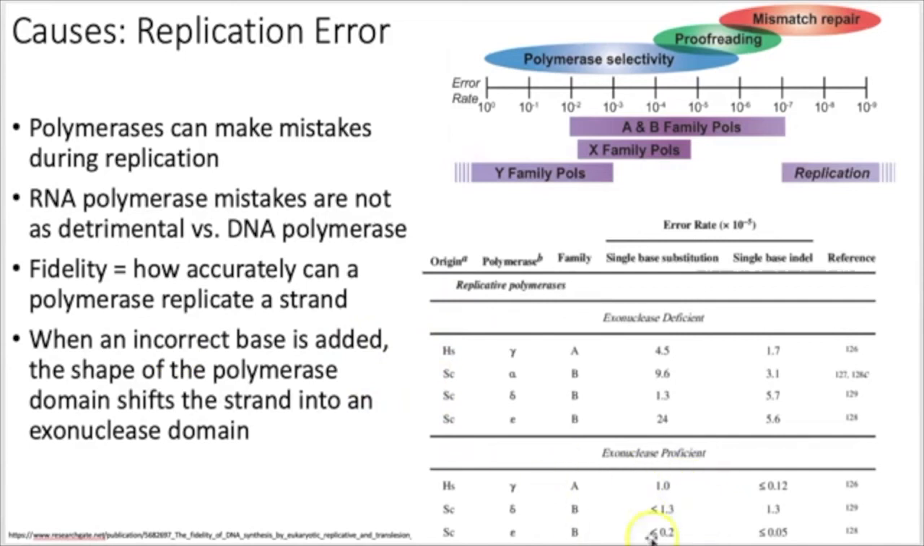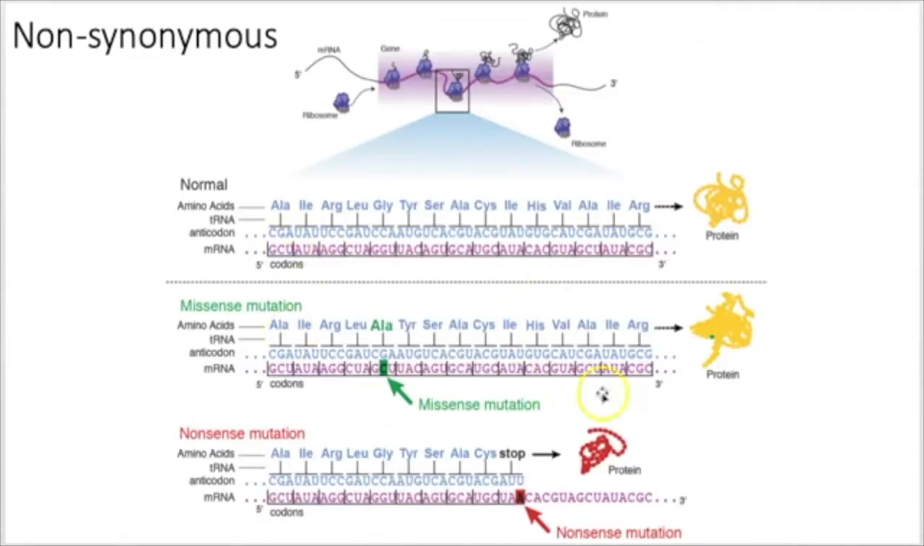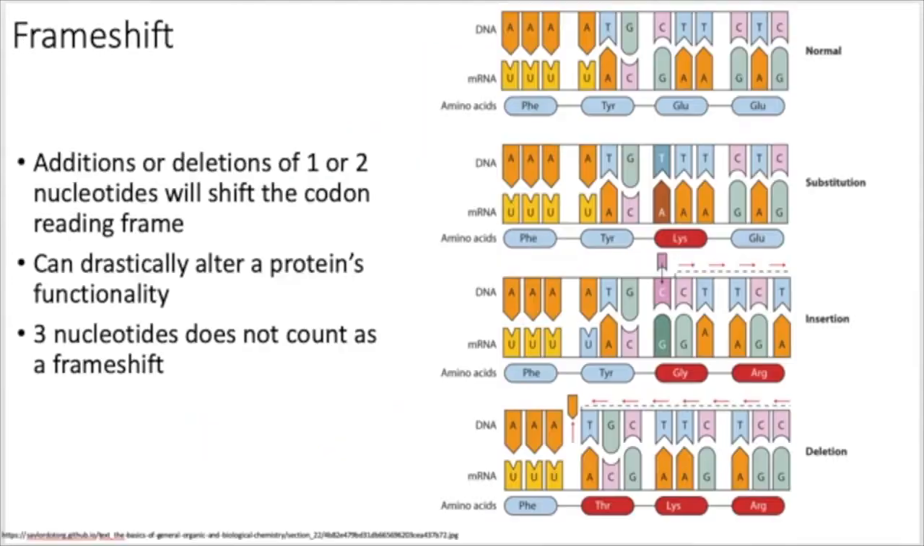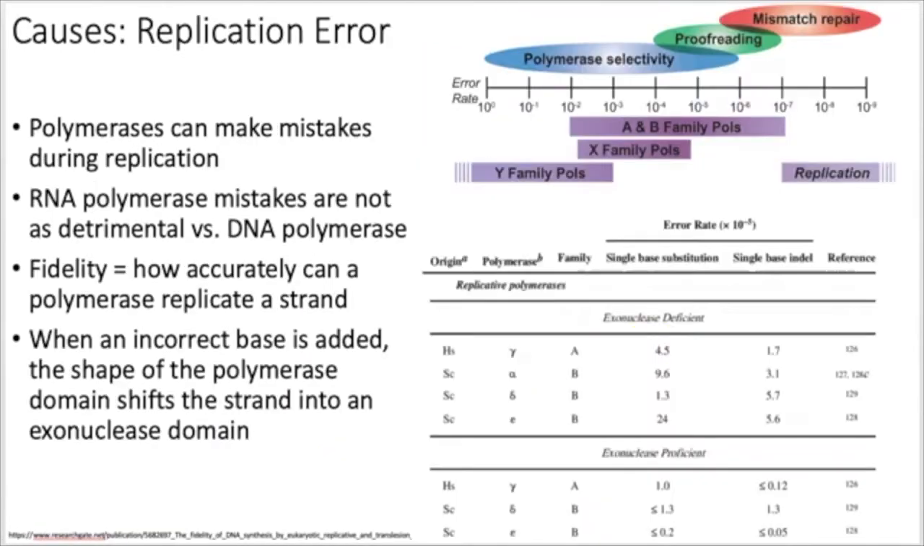And you can see down here we have exonuclease proficient. So this is how often do we have a substitution? Okay, so we talked about that. So this would be a substitution where I actually change the nucleic acid versus a frameshift, like an addition or a deletion. So that's what single base indels, that's just a term for an insertion or a deletion. And so you can see how often does that happen? Well, error rate times 10 to the negative fifth.